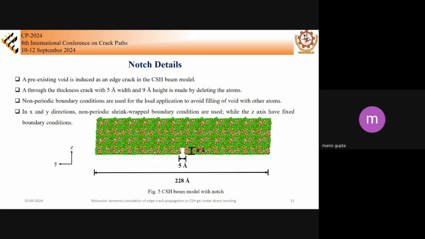After getting the system in the equilibrium stage, a pre-existing void is induced in the CSH model as an edge crack. A through-the-thickness crack with 5 angstrom width and 9 angstrom height is made by deleting the atoms. Non-periodic boundary conditions are then imposed for the load application to avoid filling of the void with other atoms. In the X and Y directions, non-periodic shrink-wrapped boundary conditions are used, while the Z axis has fixed boundary conditions.